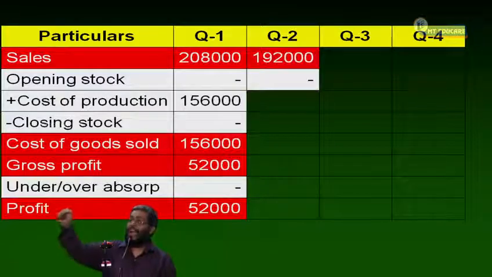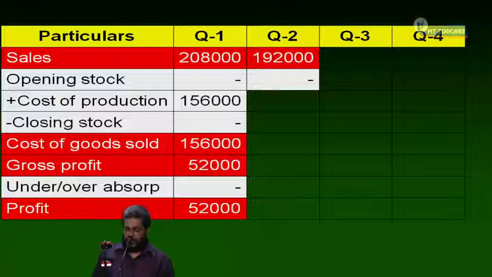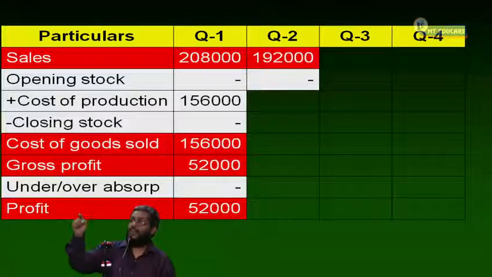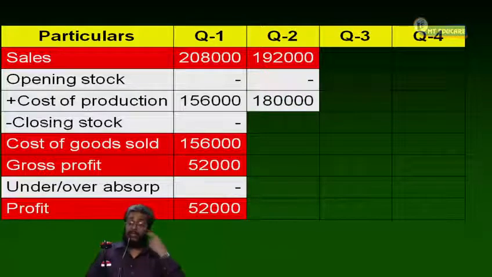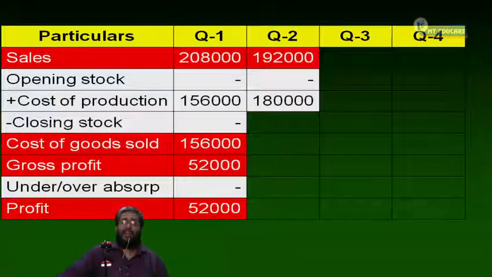No. I have produced how many units? 30,000. To produce every unit, what cost is spent? 6 rupees. To produce 30,000, what cost is spent? 1,80,000. The cost of production is 1,80,000. Is there any stock or not? Yes. How many are in stock? 6,000. Stop writing and tell me.